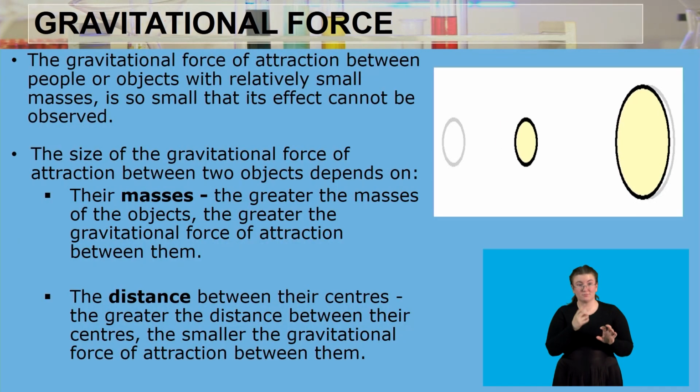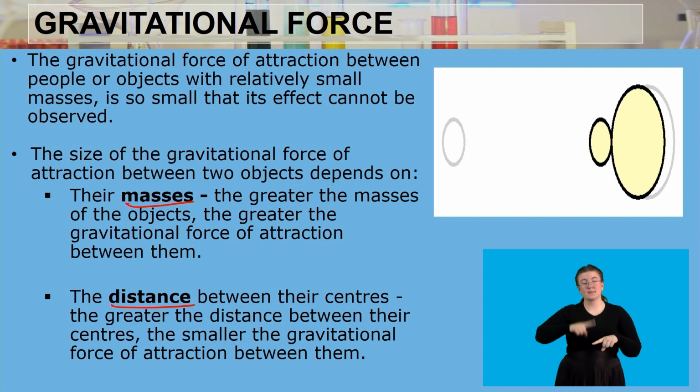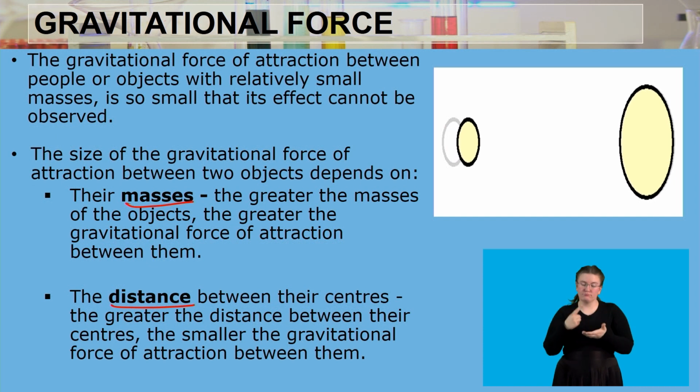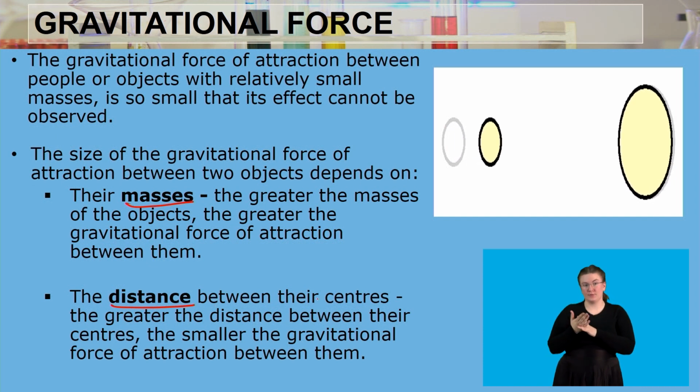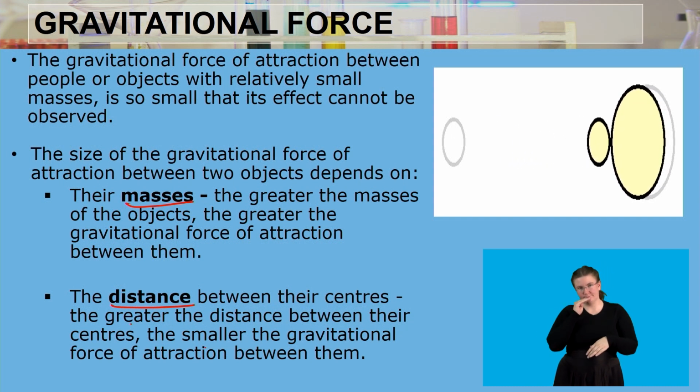And then anything that is around or in that field will exert a force of attraction on the other object within that field. So the size of the gravitational force of attraction between two objects depends on the masses and also the distance. It depends on the mass. That means the greater the masses of the objects, the greater the gravitational force of attraction between them. However, when talking about the distance between their centers, the greater the distance between their centers, the smaller the gravitational force of attraction between them.